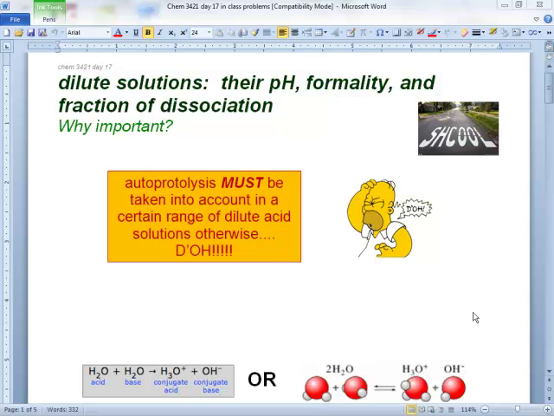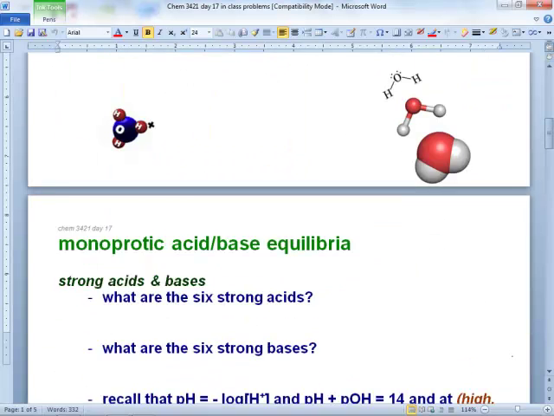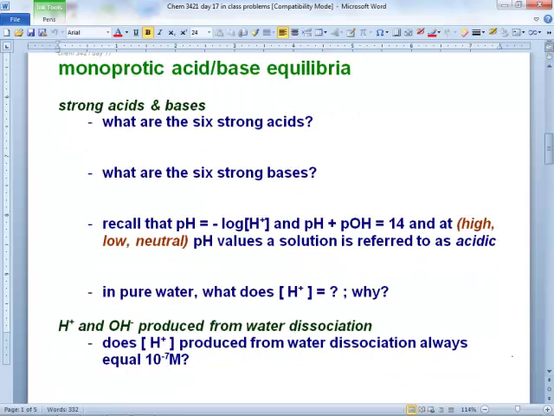And we're going to get into some convention like formality and fraction of dissociation, and see why they're important a little bit. It's kind of hard to explain right now without defining what those words are. But in the interest of talking about formality and what's coming up, let's review what the 6 strong acids were.